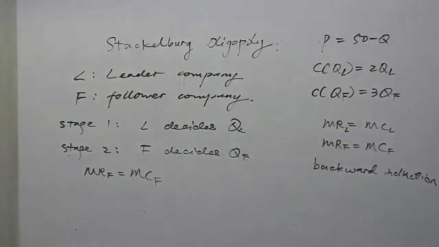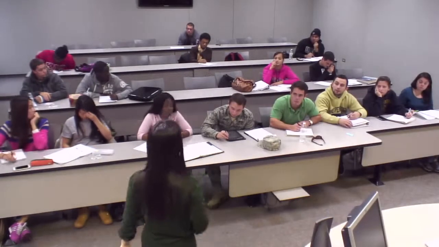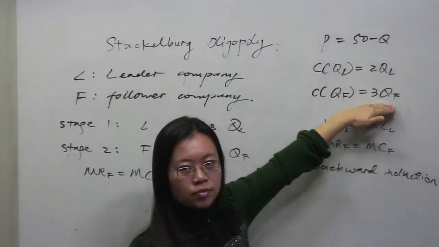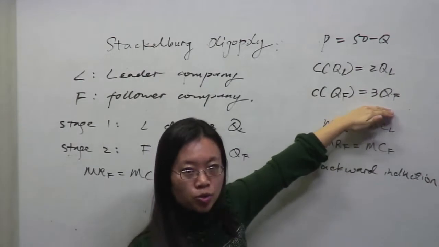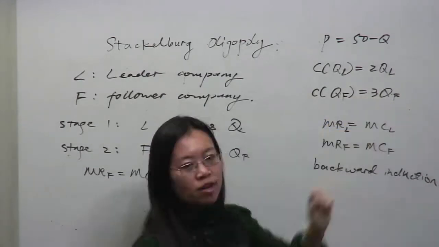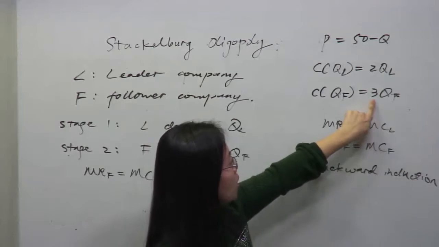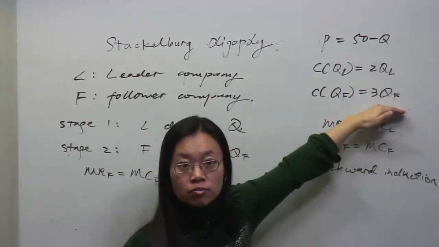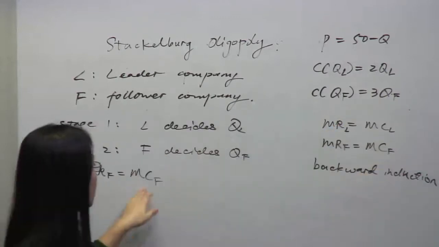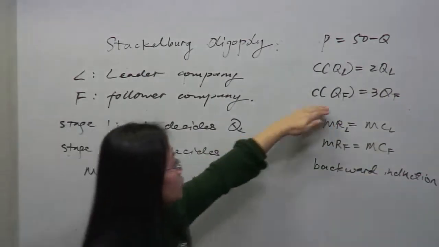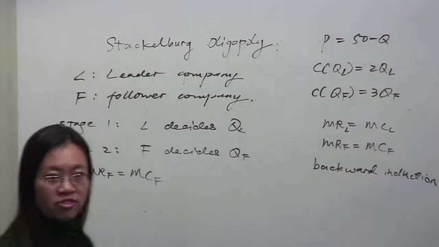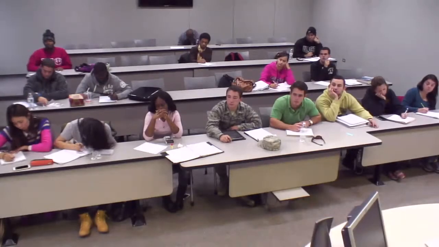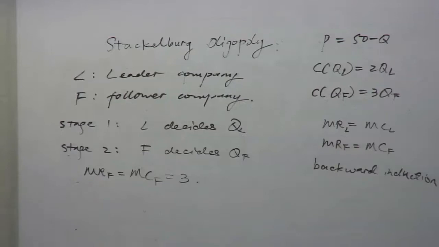How do we find this? You take the derivative of this with respect to QF. So if this one is 3QF squared, you have to take the derivative. That's how we get marginal cost. We take the derivative of the total cost with respect to the variable. So we know this is 3. How about this part? Marginal revenue for the follower.